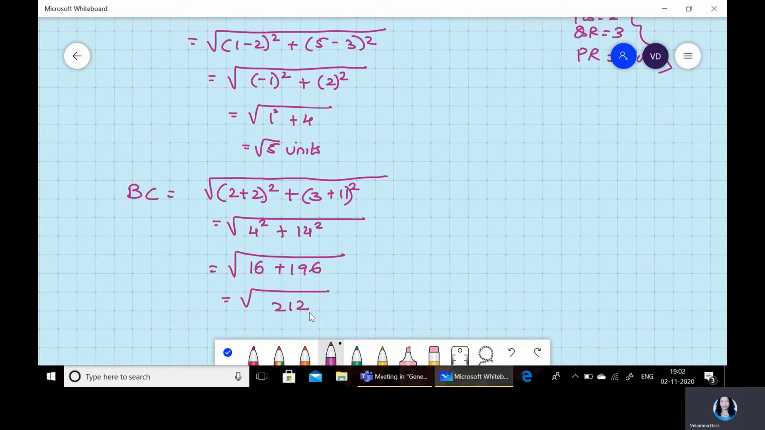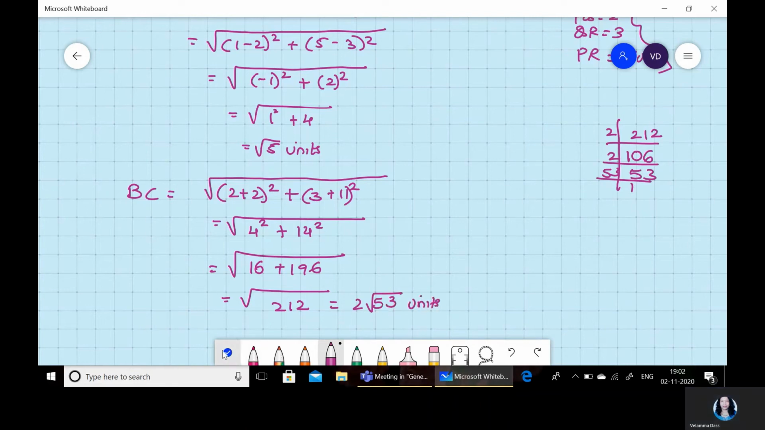Let's see, can we split this term? When I do the prime factorization of 212, 2 ones are 2, 2 fours are 8... we find 53 is a prime number. Here we can just put it as 2 root 53 units.